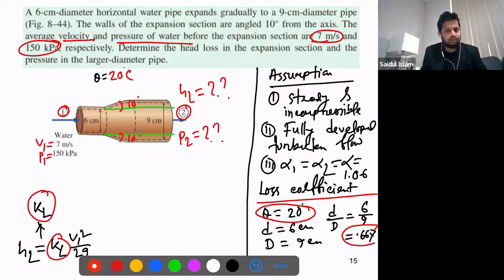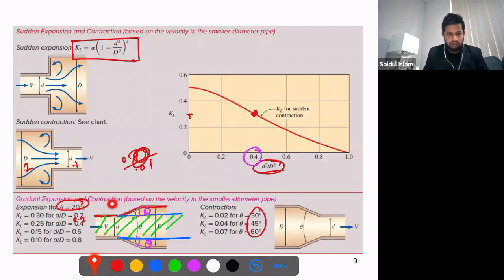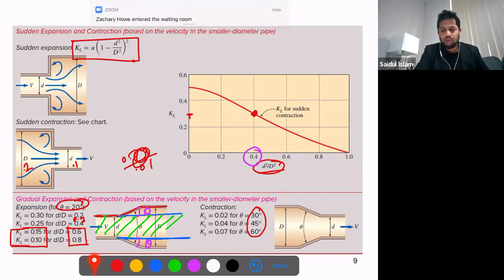Let's go back to that slide. It is a sudden expansion. In this case, what is happening? This is a gradual expansion problem. So we'll go here. What do we know? The diameter ratio is 0.667, and you can see it is in between these two values. So definitely our loss coefficient will be in between 0.15 and 0.10. So we now need to do some interpolations. We'll do the interpolations for this problem.